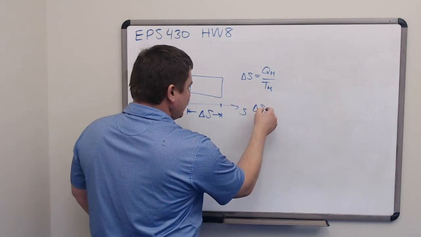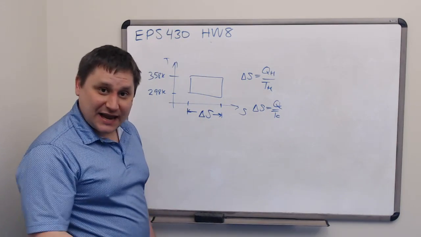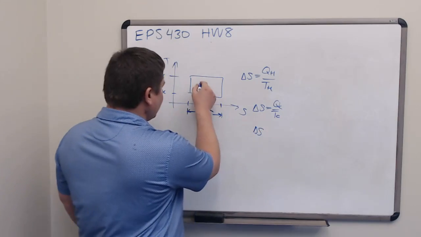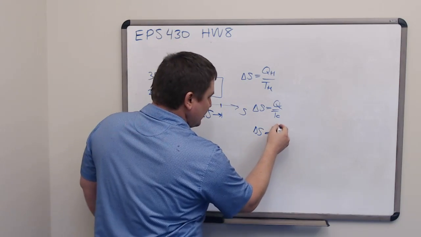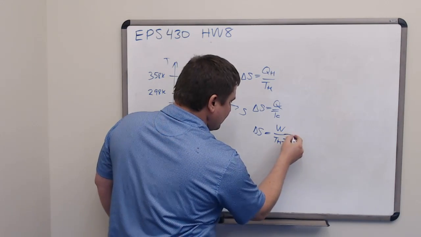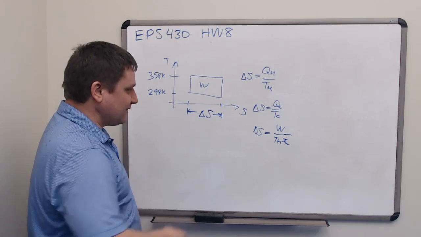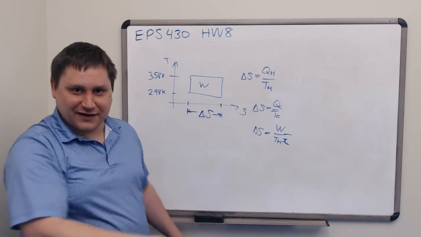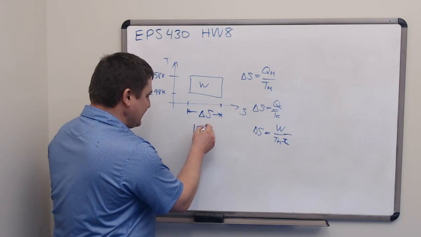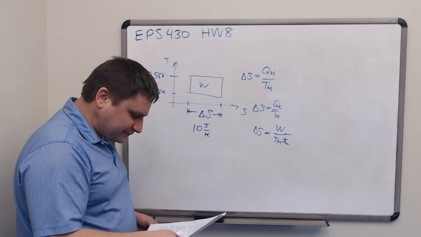You could take the QC value divided by TC, that would give you the same value for delta S. Or you could actually use the area of the rectangle and take the work divided by the temperature difference. You wouldn't even have to calculate the efficiency for that. You could just use the temperatures that are given and the work of 600 joules. That would also give you the delta S. So it's 10 joules per Kelvin of entropy width for that cycle.